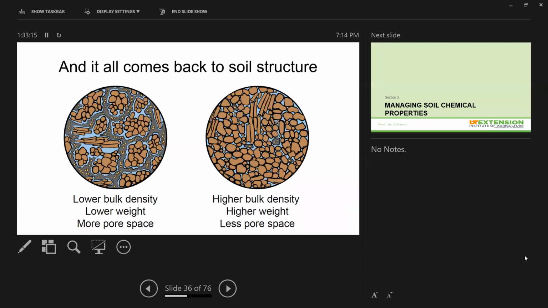So it all comes back to the soil structure, those little cubes that we were talking about in the first couple pictures. A lower bulk density is lower weight, has more pore space. The water is going to move easier through those pores. If you have a higher bulk density on your soil, it's going to be heavier, like your clay, and it's going to have less pore space. And so the water is not going to move through those pores as easily. And so that would be a soil where you would need to add some organic matter.